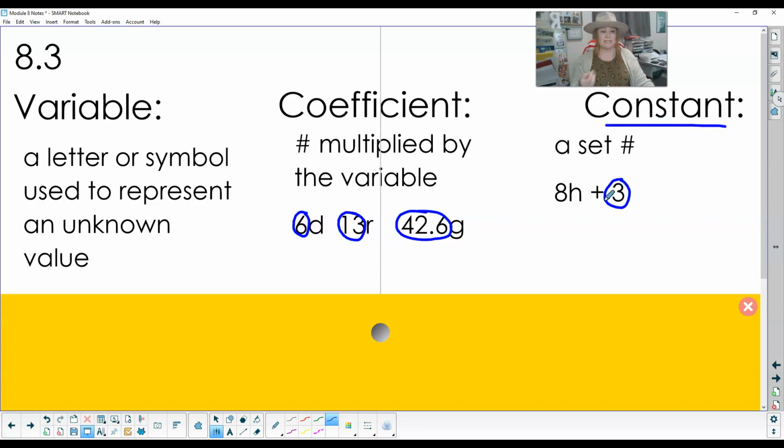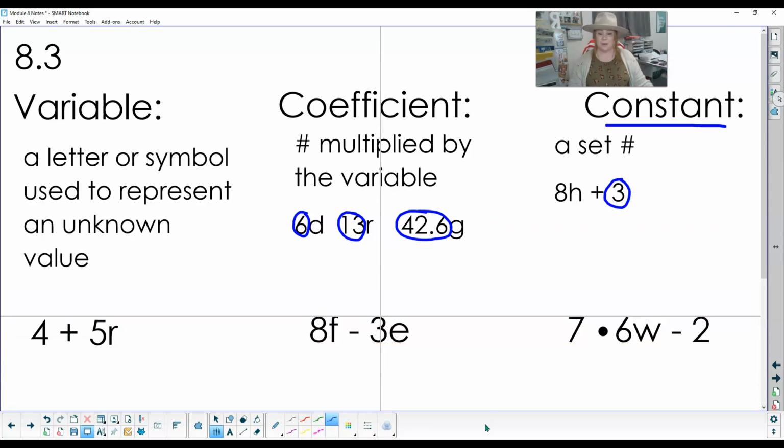So the constant is the number that you might add or subtract or divide. It might even multiply, but it does not have a variable attached to it. It just is that number. So let's identify each of these pieces. So 4 is our constant. So I'm just going to write CON underneath that.